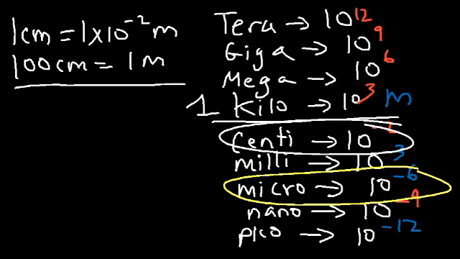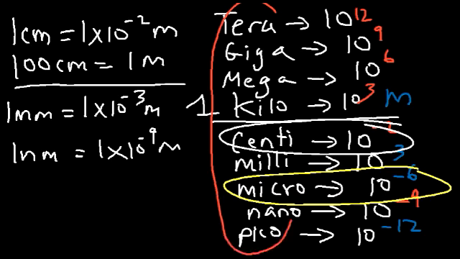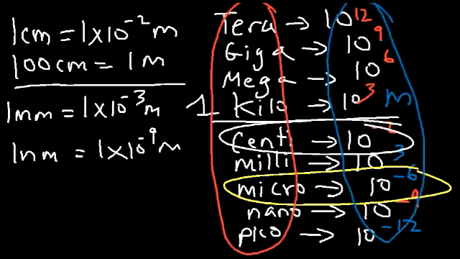For millimeters, we could say 1 millimeter is 1 times 10 to the minus 3 meters. For nanometers, 1 nanometer is 1 times 10 to the negative 9 meters. So there's always a 1 with the prefix. And on the other side, the multiplier is always associated with the base unit, in this case, meters.